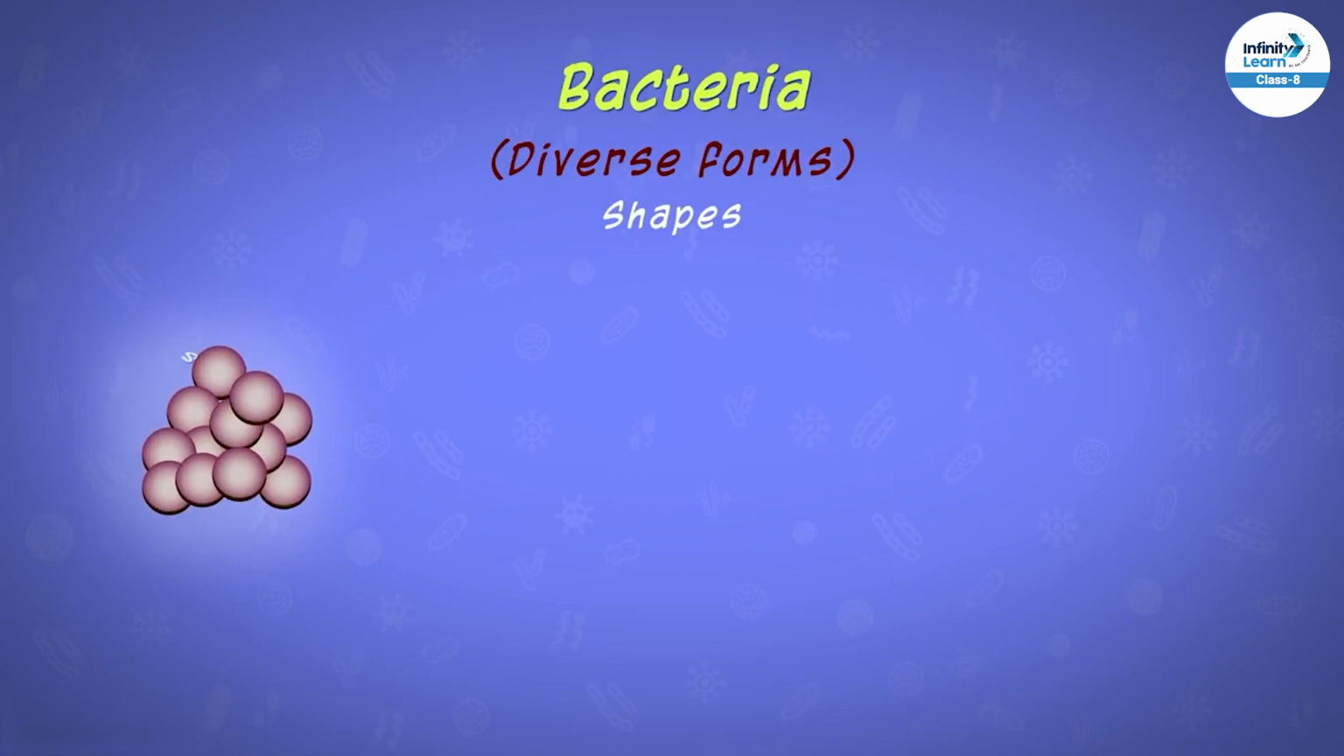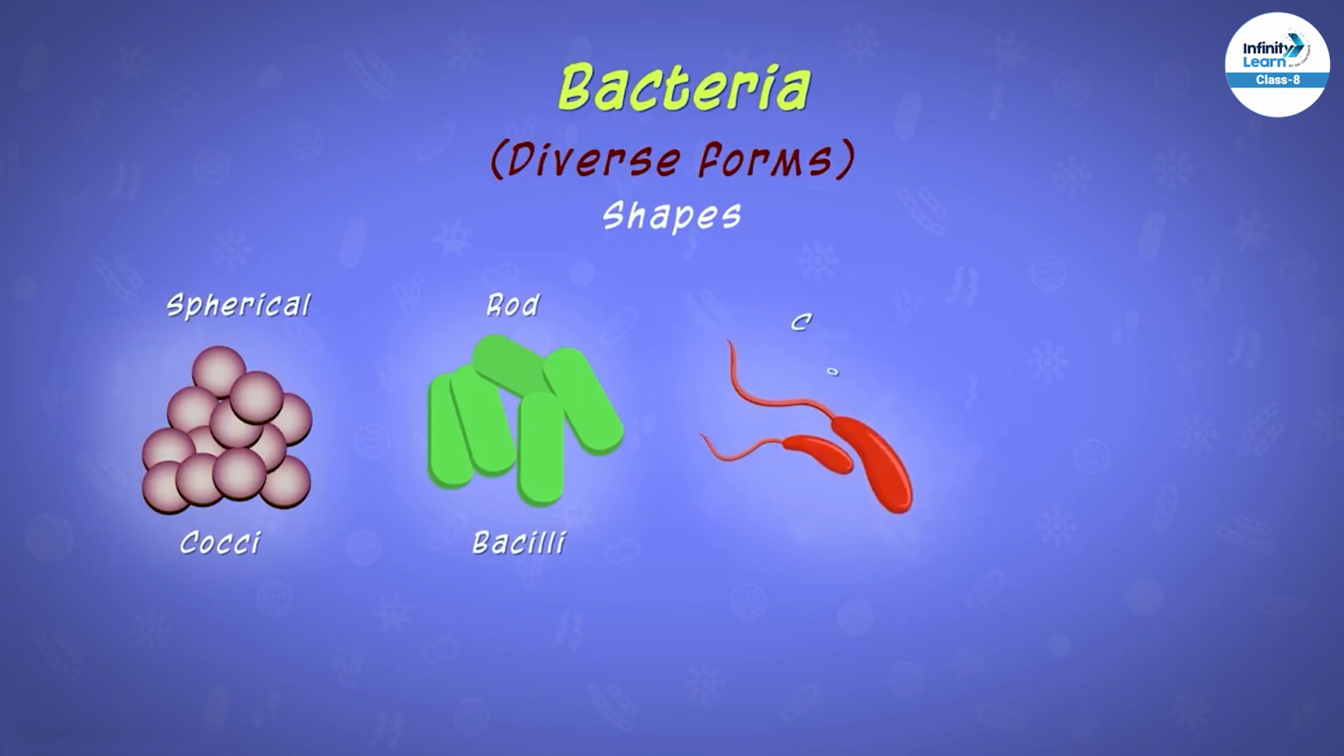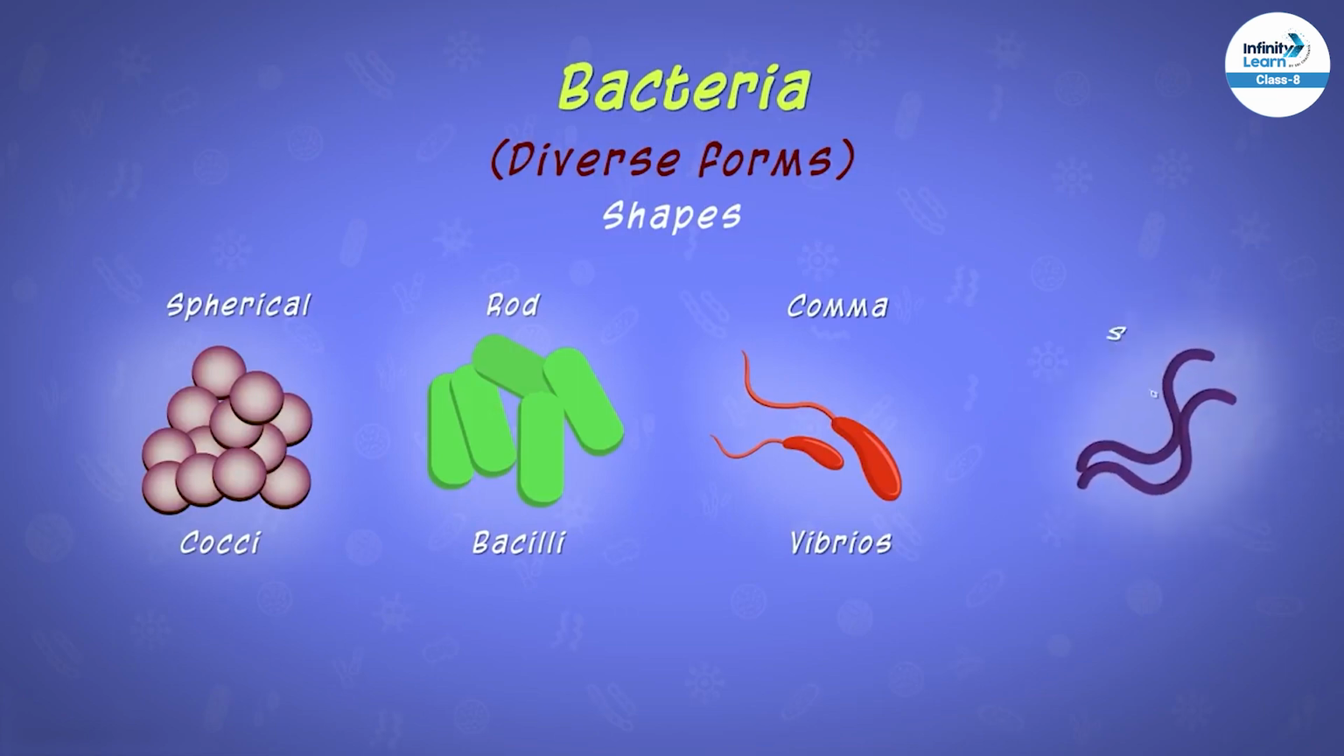As we can see here, the spherical ones called coccus or plural cocci. Then these rod-shaped ones called the bacillus or plural bacilli. Then we have these comma-shaped bacteria called vibrio, plural vibrios. And lastly, we have these spiral-shaped ones called the spirillum or plural spirilla. There are numerous other ways of classifying the bacteria. However, we restrict ourselves to only this one simple type based on shapes.